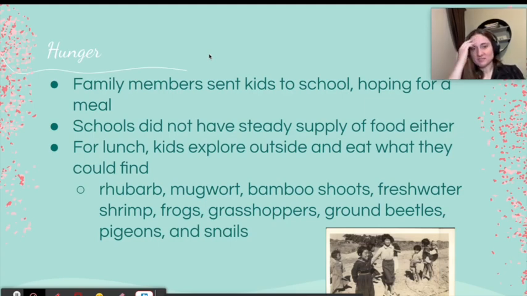So family members sent kids to school, hoping the school would provide them a meal. But schools didn't have a steady supply of food either. So for lunch, the teachers would just be like, go outside and find whatever you can. So they would just go outside and eat whatever they could find. That included things like rhubarb or mugwort, which I think is a fungus, bamboo shoot, freshwater shrimp, frogs, grasshoppers, ground beetles, pigeons, snails, anything they could find.